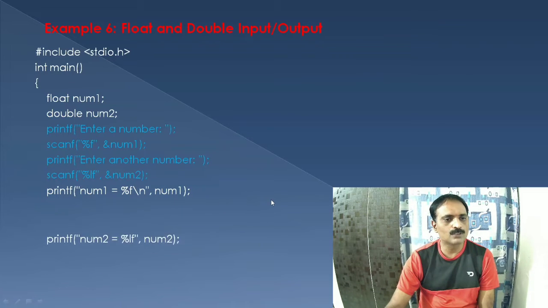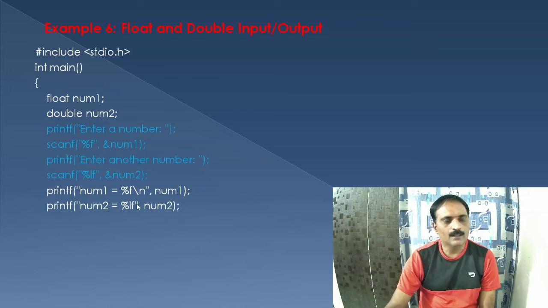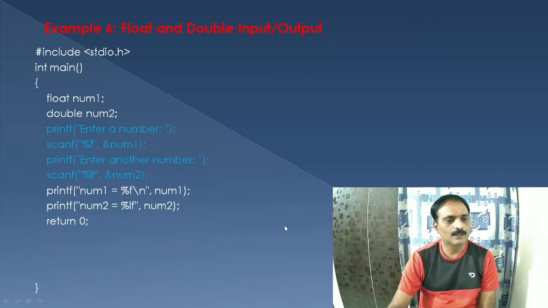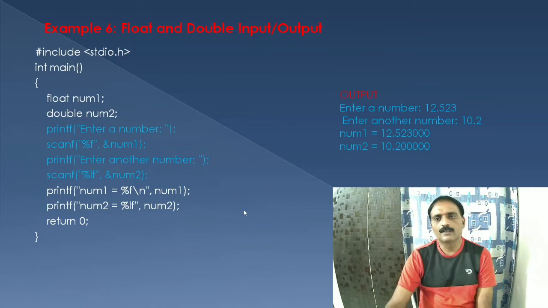Similarly, number 2 is to be printed, and the format specifier to be used here is %lf, because number 2 is declared as a double, and whatever value we have assigned to number 2 will be displayed here. Return 0, as we have used int main, and close the brackets.